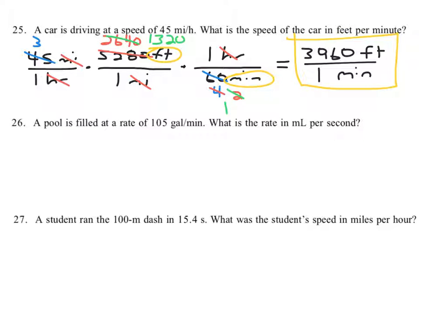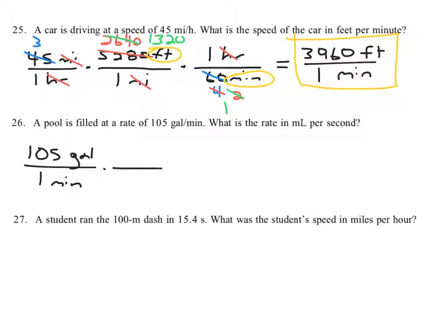Now, for 26, we need to know what is the conversion from gallons to milliliters. So I'm looking it up on the internet. I will give you information that you need. Okay. 1 gallon is 3,785 milliliters. Wow. So let's write it down. We have 105 gallons for every 1 minute.